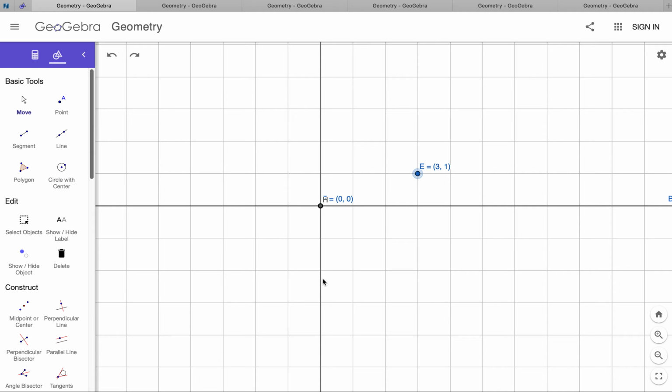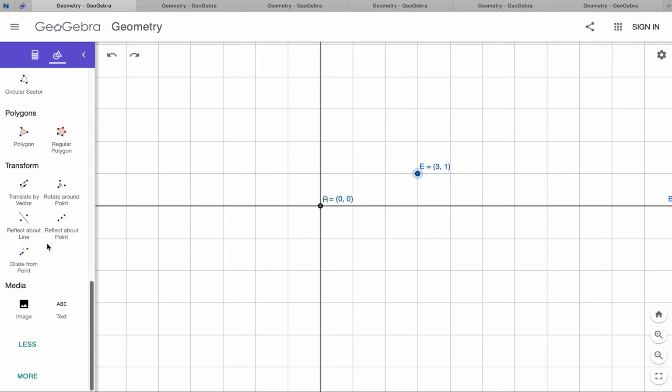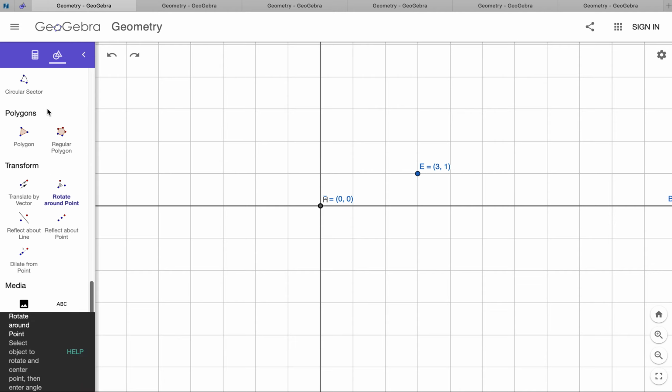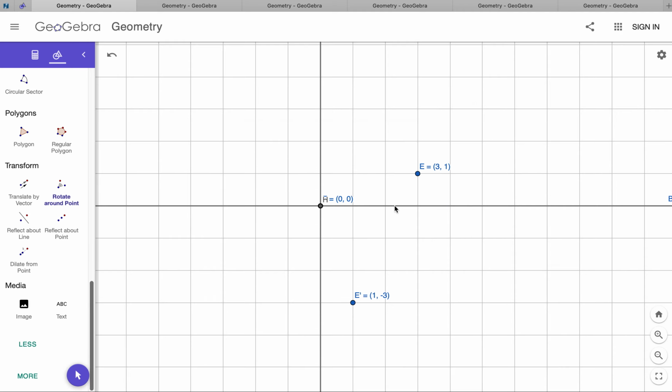One of the things that a rotation does is that the pre-image and the image are equidistant from the center of rotation. Most of the time, the center of rotation is the origin. Let's go down here to rotate around a point. Okay, so I'm going to take this point, meaning the origin, and let's rotate 90 degrees clockwise and see what happens.